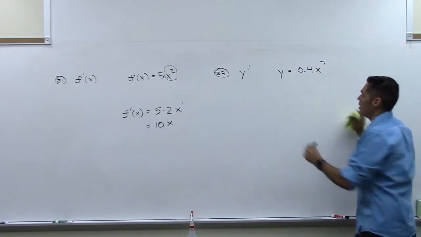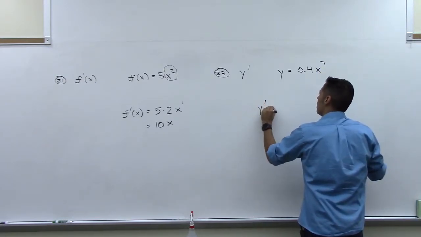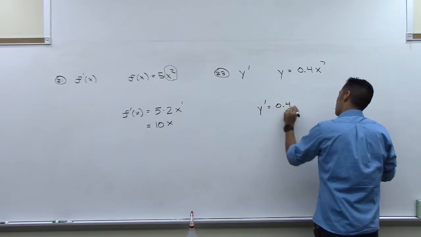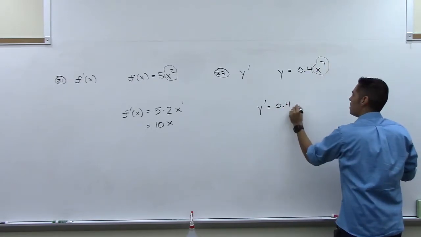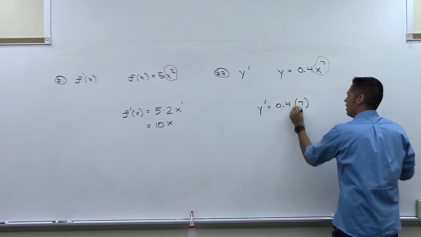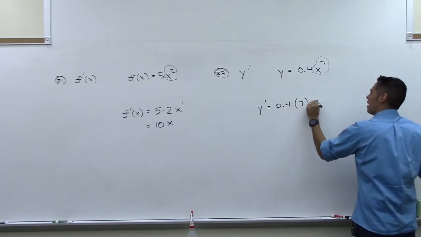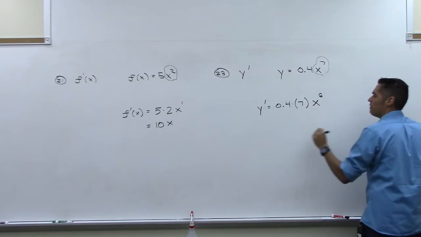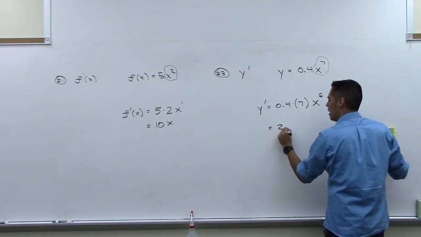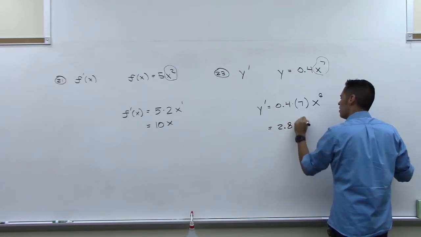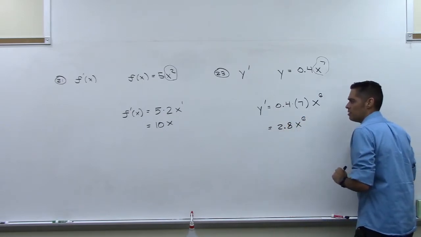So I'm just going to bring the 0.4 with me, and then take the derivative of x to the 7th. So the 7 pops out. I'm going to bring that down like this, 7, that's multiplication. And then x to the 6th, because I subtract 1 from that. And then 0.4 times 7 is 2.8 x to the 6th. So that's your derivative.